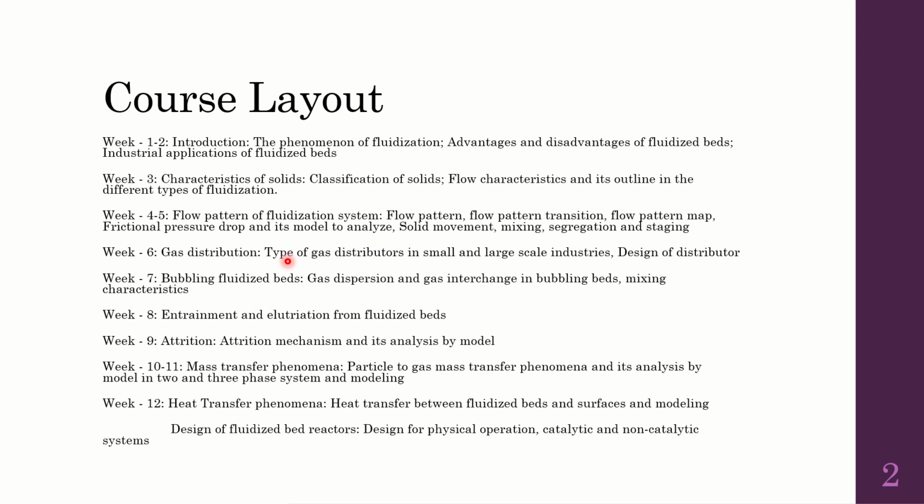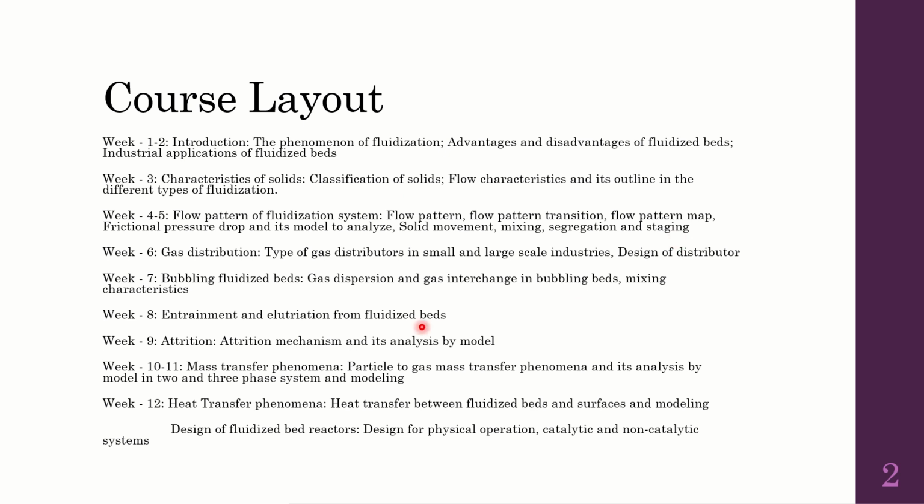After that we have gas distribution. In gas distributors, we have design for small and large scale industries. In gas distribution, we have different types of distributors like porous plate distributor, perforated plate distributor, nozzle type distributor, and tuyere type distributor. Depending on the scale of the fluidized bed application, it can be anything. Mostly porous plate would not be used at industrial levels. We also studied the design of distributors, like nozzle placement, pore count and pressure drop, everything.